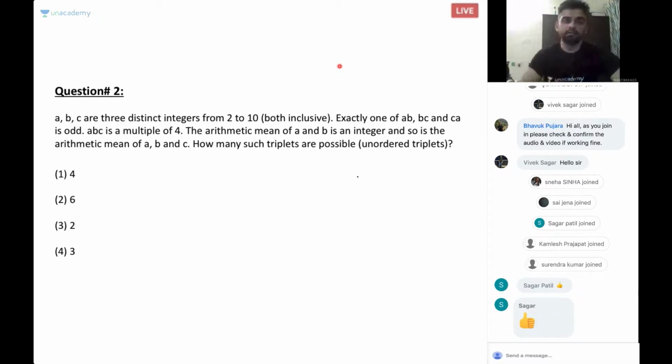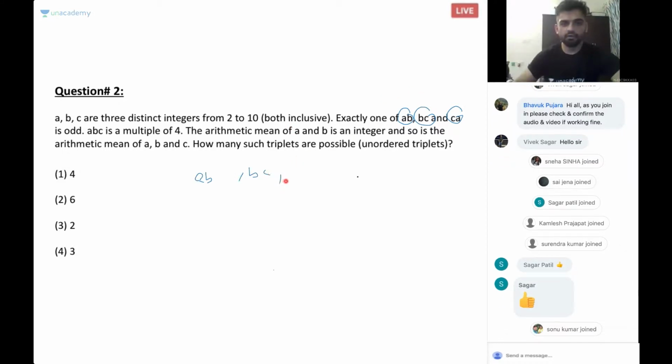This is more like a puzzle than a complex question. Let's see how to solve this. Let's reiterate what is given in the question. Exactly one of A into B, B into C, and C into A is odd. The other two are even. If you understand, you would know that if exactly one of these is odd and the other two are even, therefore there's one number here, either A or B or C, which is even. The other two numbers have to be odd.